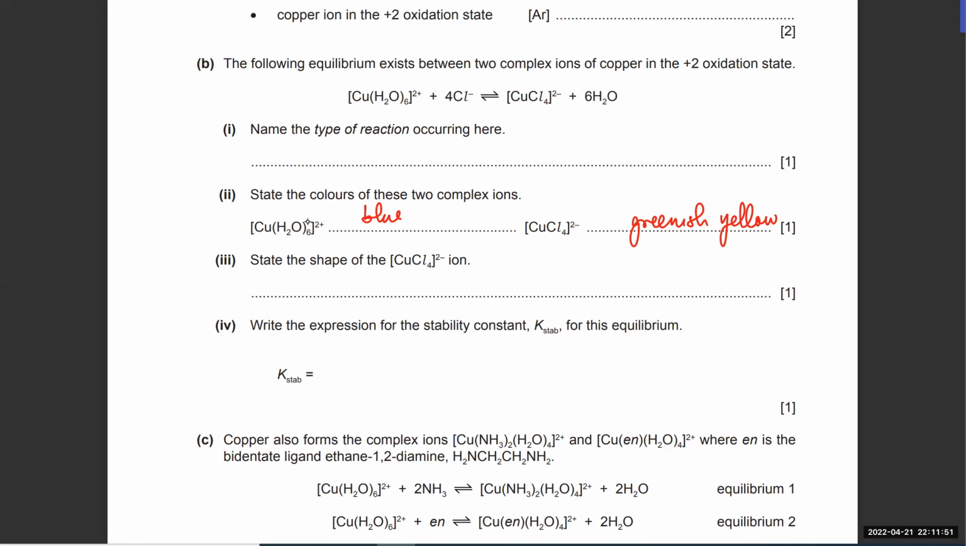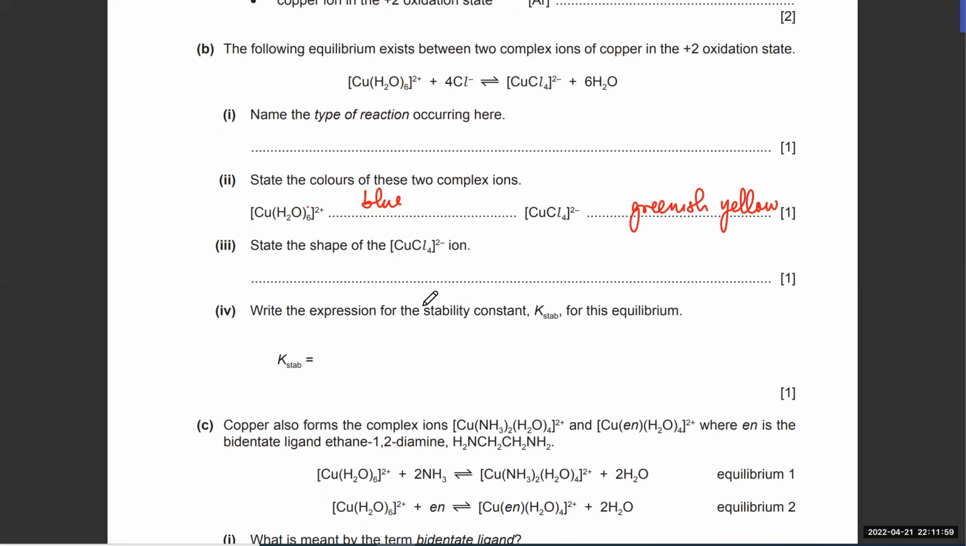And also remember the colors with cobalt. Cobalt with water is pink, and cobalt with Cl is blue. Now state the shape. What is the shape of this complex ion? Tetrahedral. It's tetrahedral, 4 bonds, 4 ligands. So this one is tetrahedral.